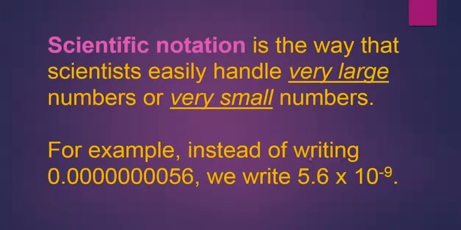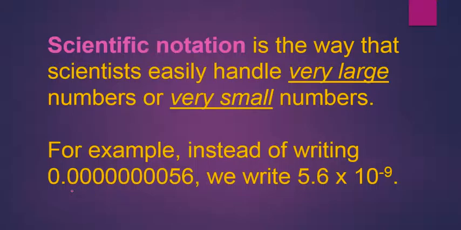So, what is a scientific notation? Scientific notation is the way that scientists easily handle very large numbers or very small numbers. Let's look at this example. If I ask you now, what do you think is this number? A very large number or a very small number? If your answer is a very small number, then you are correct. This is a very small number.